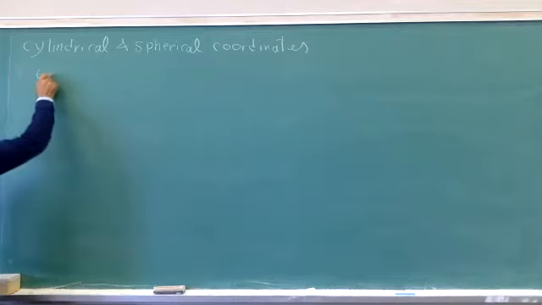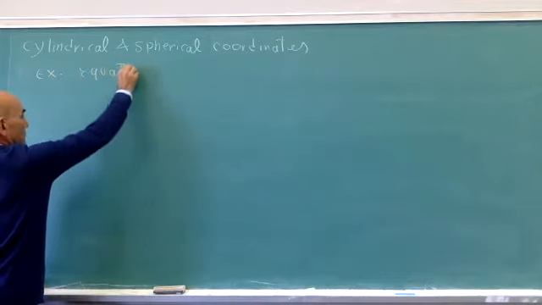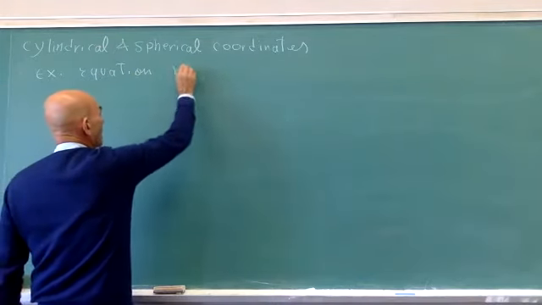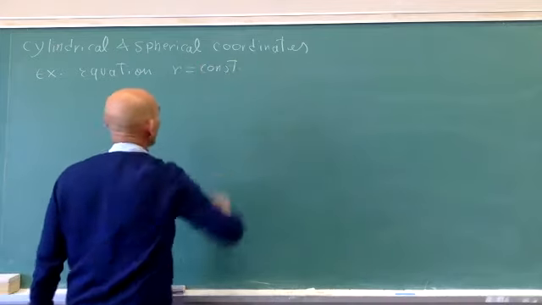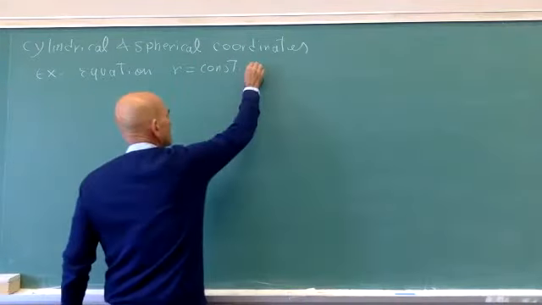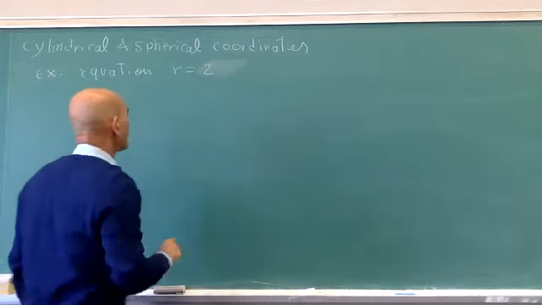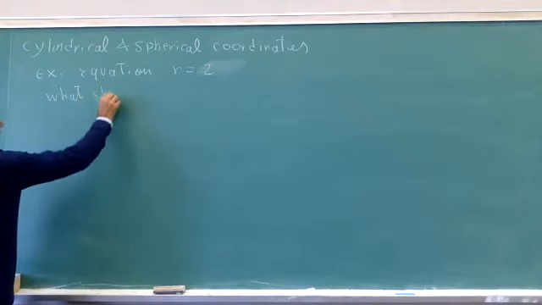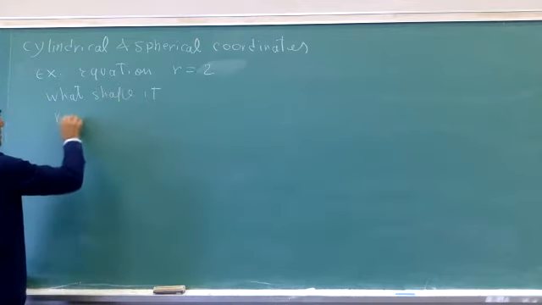So here's a simple example. The equation R equal to a constant. For example, 2, right? Let me put it like 2 instead of a general constant. What shape does it represent?